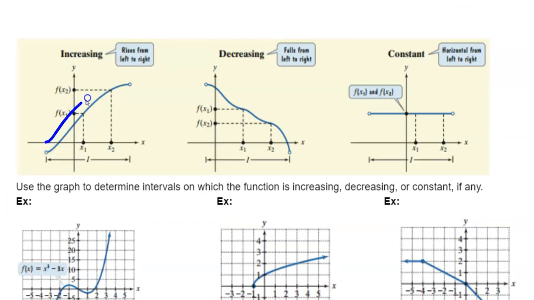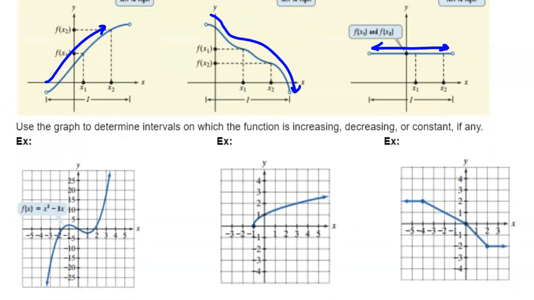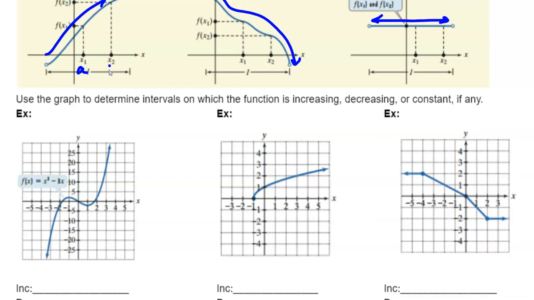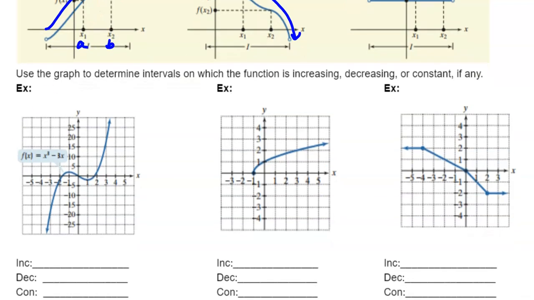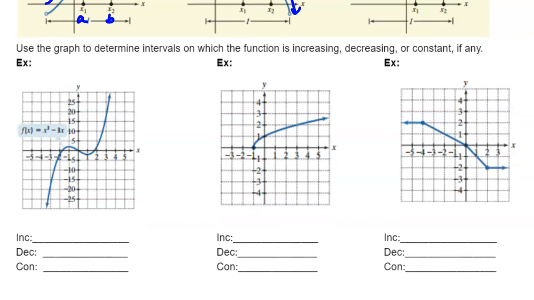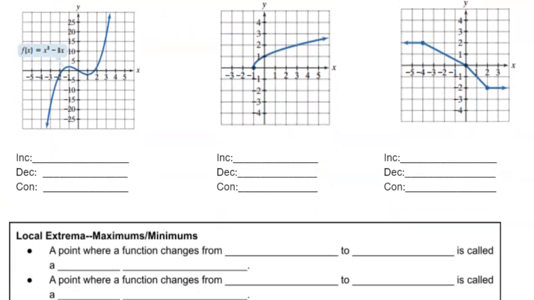Here is a function that is increasing, going left to right, and read it like a book. Going left to right here, we're going down on our function, and here we are staying the same. That is our constant function. Here, instead of a's and b's, they use x1, x2, but this is like the a and that's like the b. Okay? All right, so now we're going to determine the intervals at which we are increasing, decreasing, and constant on each one of these graphs.